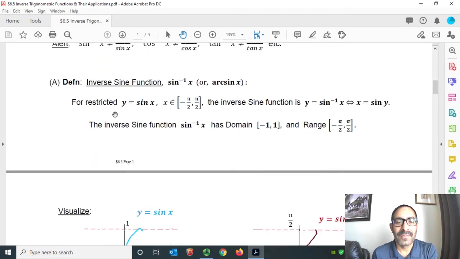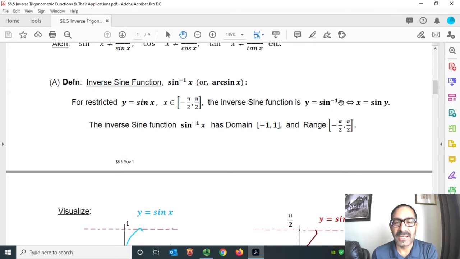Now, next, the inverse sine function. For the restricted sine function in the domain negative pi half to pi half, the inverse function is defined as y equals sine inverse x if and only if, this two-way arrow means the left hand side implies the right hand side and the right hand side implies the left hand side. So these are equivalent expressions.